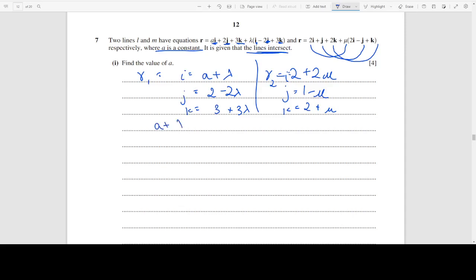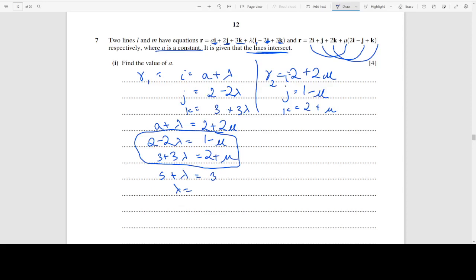So a plus lambda is equal to 2 plus 2 mu, 2 minus 2 lambda is equal to 1 minus mu, and 3 plus 3 lambda is equal to 2 plus mu. We can use these two equations to find the value of lambda and mu. Alright, so I guess if we just add them, we get 5 plus lambda is equal to 3. So lambda is equal to minus 2.